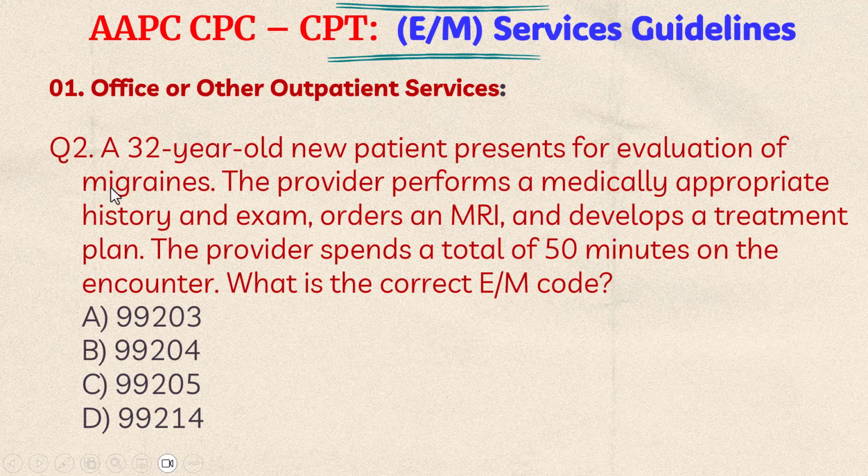Question number 2. A 32-year-old new patient presents for evaluation of migraines. The provider performs a medically appropriate history and examination and orders an MRI and develops a treatment plan. The provider spends a total of 50 minutes on the encounter. What is the correct E/M code? So there are 4 answers: 99203, 04, 05, and 14. So take your CPT code book and find the answer.